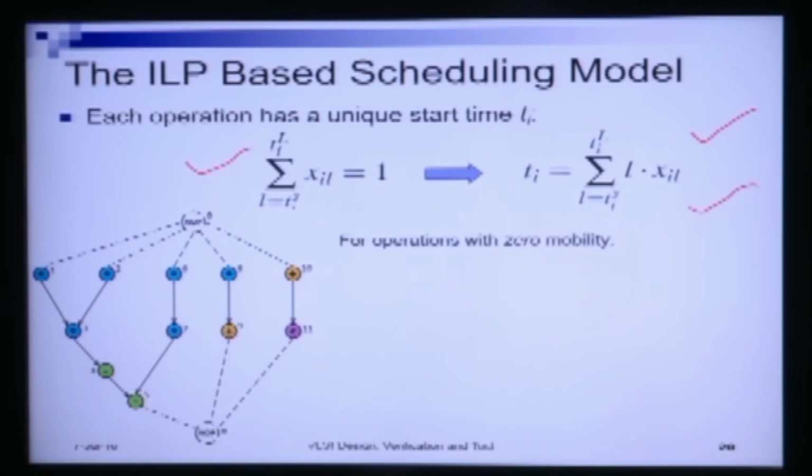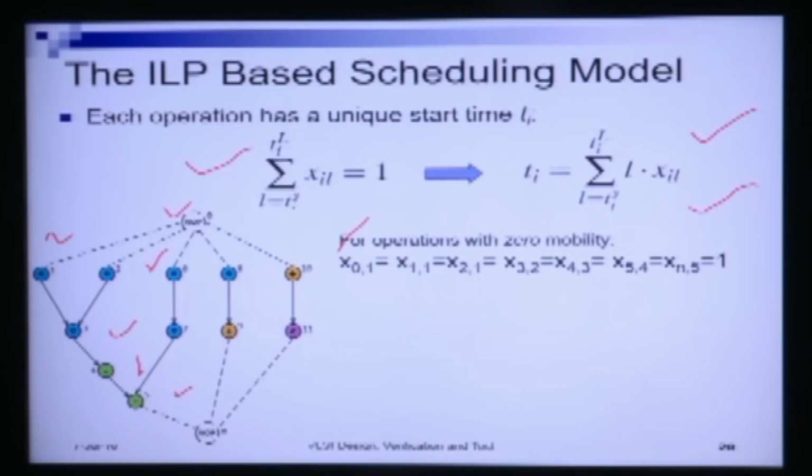Now, we will take an example and see how this constraint can be applied on the example operation constraints graph that we have been using. In the operation constraints graph, we see that all operations having 0 mobility can only have one start time. The 0th operation can only start in time step 1, operations 1 and 2 can only start in time step 1, this one can only start in time step 2, this can only start in time step 3, and the 5th operation can only start in time step 4.